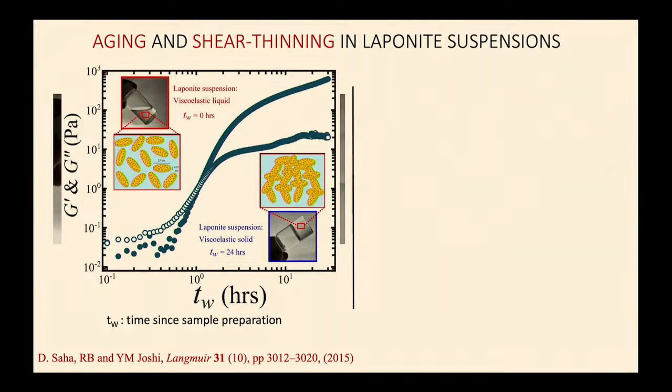But then as you wait, you've allowed the sample a lot of time so that its microscopic structures build up, so that the gel structure builds up. You end up with a house of cards structure that is, of course, a rigid structure, as a result of which your system is now elastic.